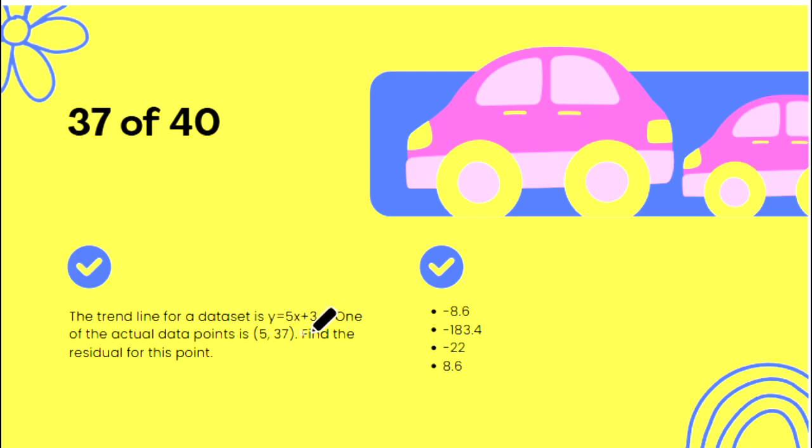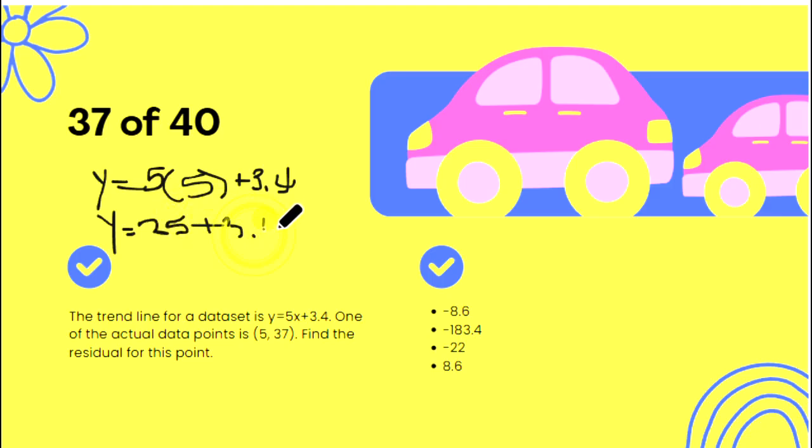So what we need to do is find, if we have this data point, what they say the y value is going to be. Okay, so let's plug in for x. We're going to say y is equal to 5 times our x, which is 5, plus 3.4, which is y equals 25 plus 3.4, which is y equals 28.4. So the actual point is at 37, but the predicted point is 28.4. So now we need to find the difference between these.